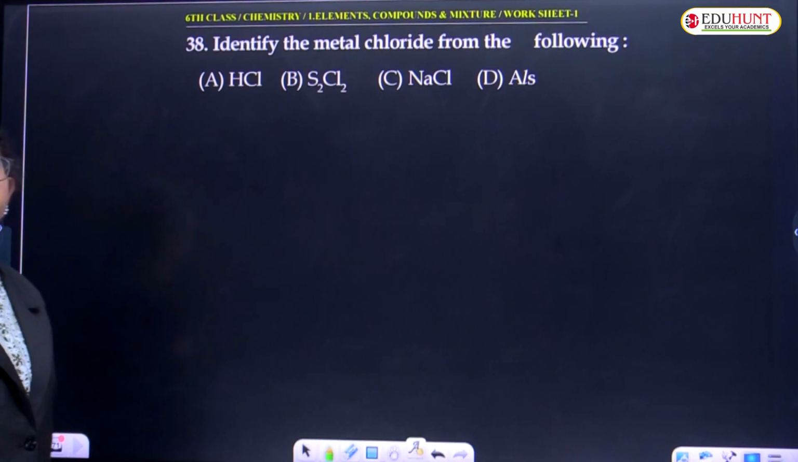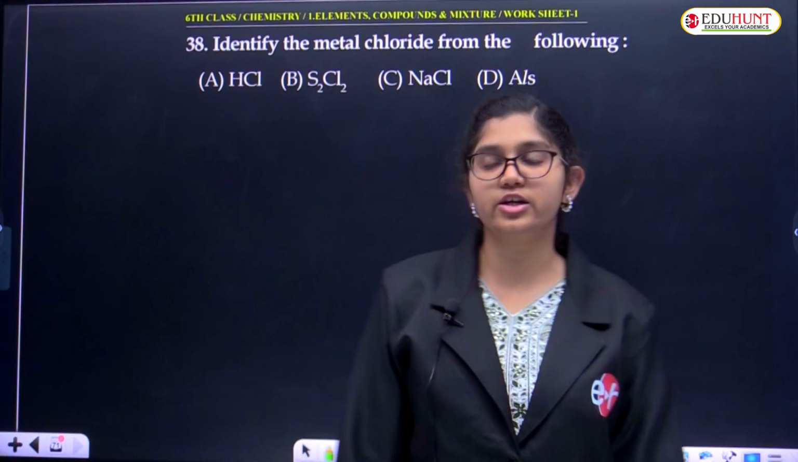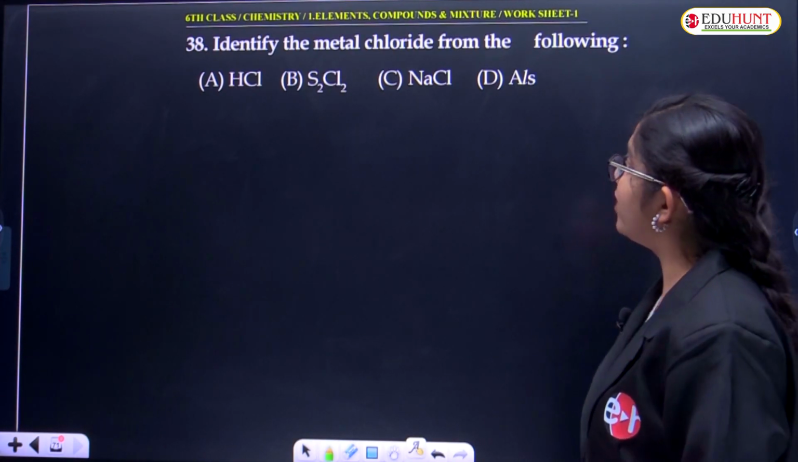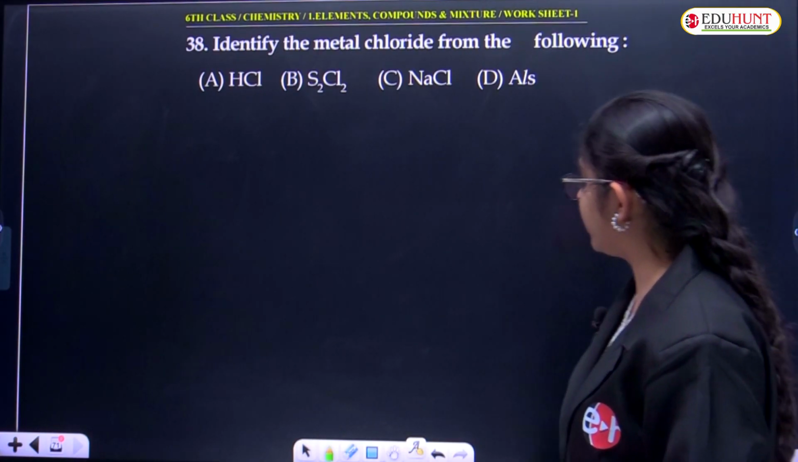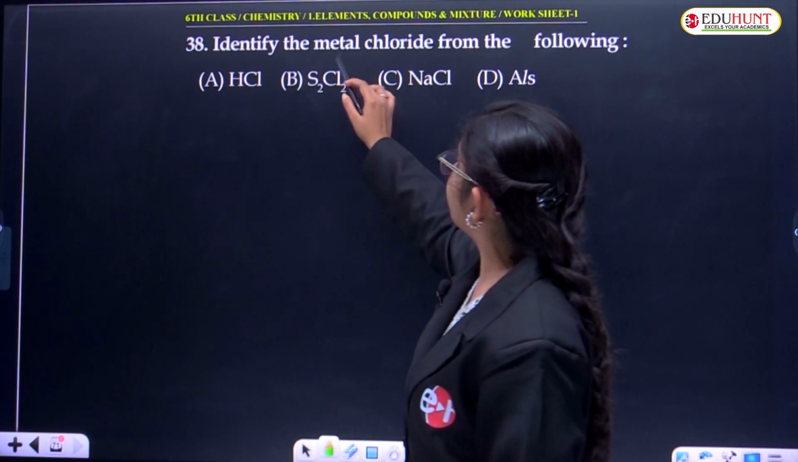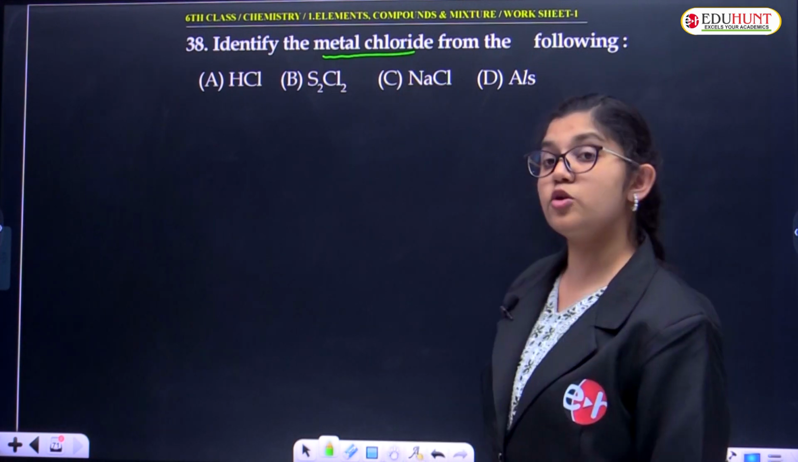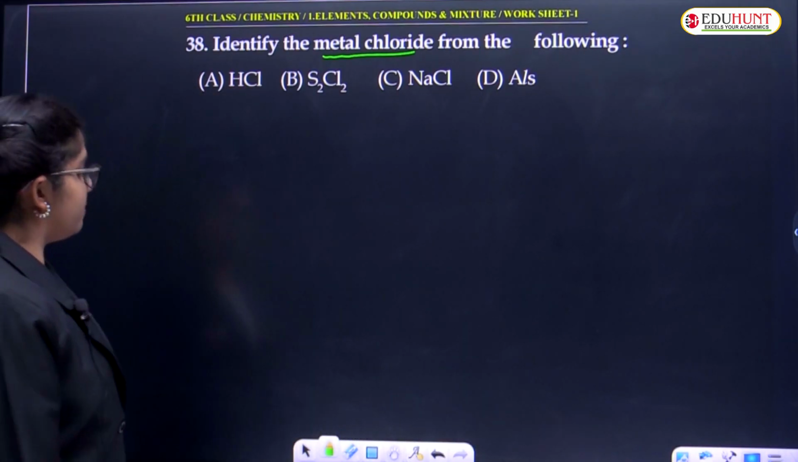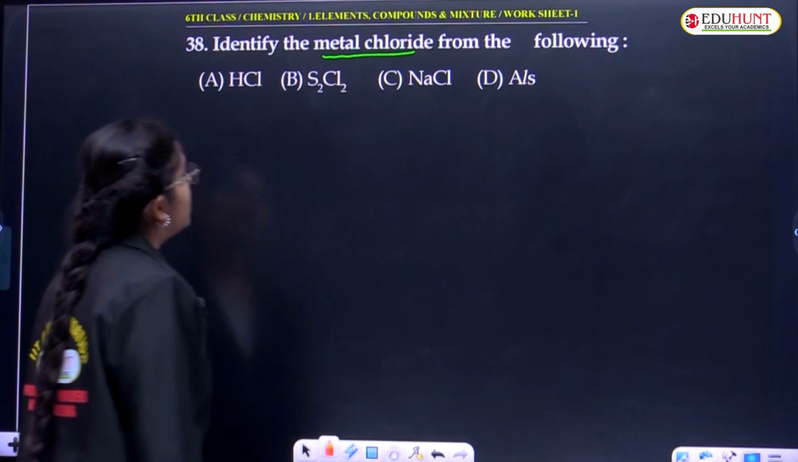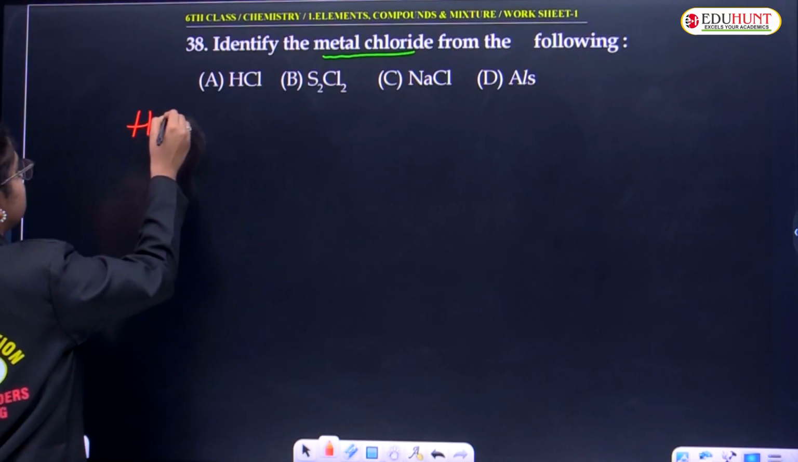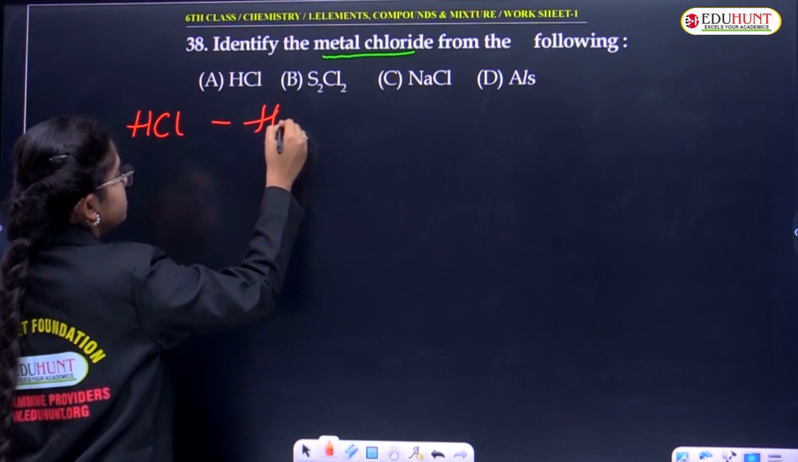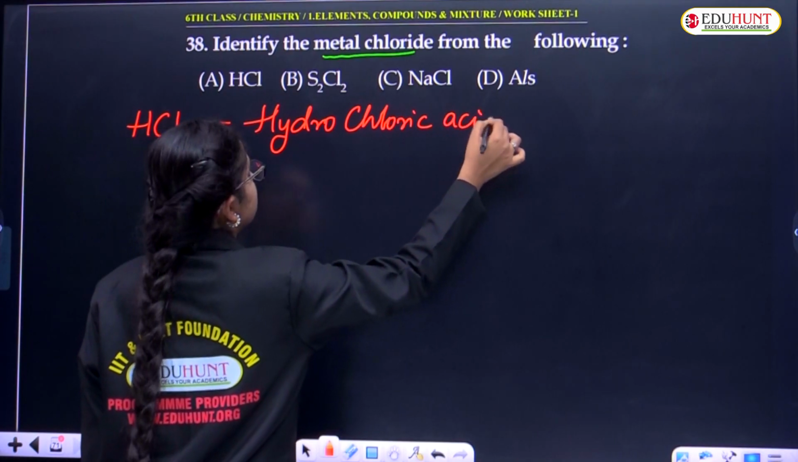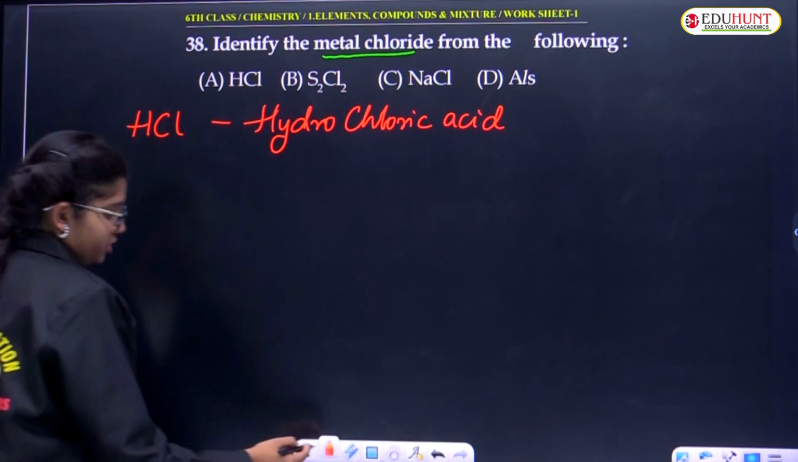This is the last question in your level 5 mains model worksheets, question number 38. Identify the metal chloride from the following. From the given options, we'll write one by one what each option is so that we can identify the answer. Coming to option A, HCl. HCl stands for hydrochloric acid. Very good. What about option B, S2Cl2?